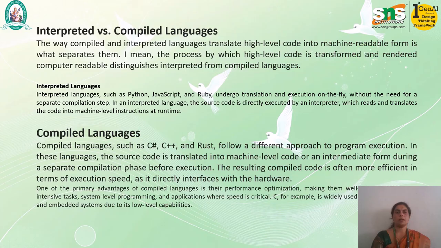And when we compare interpreted and compiled languages, interpreted languages such as Python, JavaScript, and Ruby undergo translation and execution, whereas in compiled languages like C Sharp and C++, we follow a different approach for program execution. So this is the difference between interpreter and compiler. Compiled and interpreted languages translate the higher-level code to a machine-readable form, and the higher-level code is transformed and rendered in a distinct manner for compiled languages.